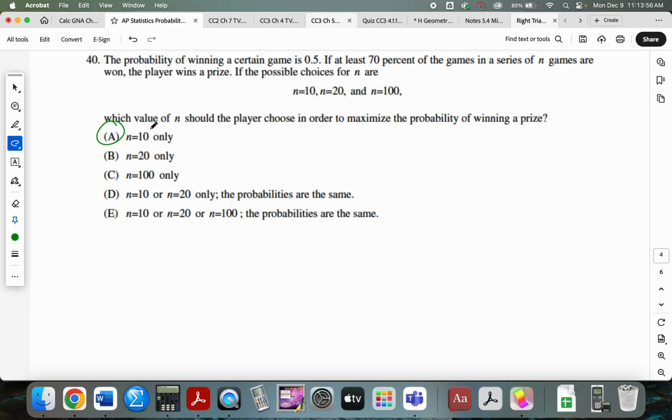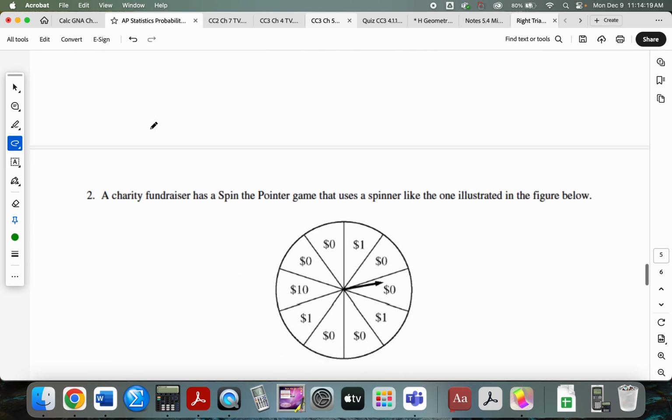So I was just thinking, if you want more, then you're going to get closer to 50%. You don't want to be close to 50%. You want 70%. Yes. And so why would it not be 20 then? Because that's also a pretty low number compared to 100. Which one's better? Lower is better. Yeah, that makes sense, right? All right.